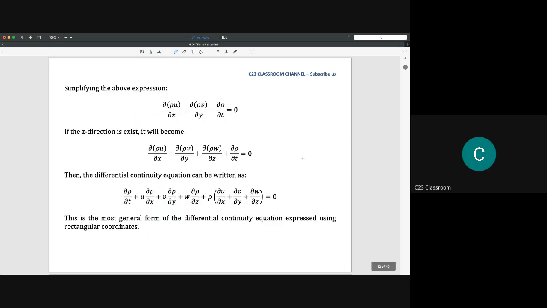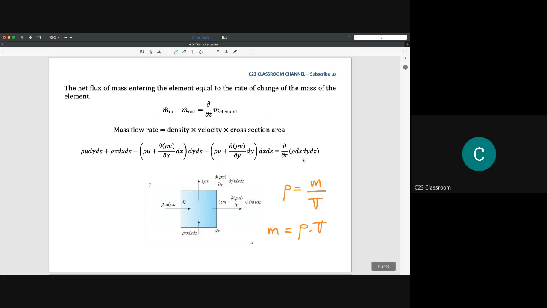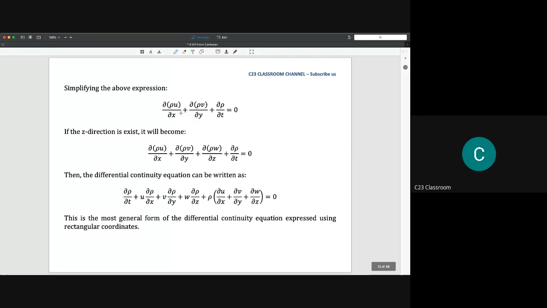So and then if you simplify this one, I hope you could do this. Okay, if you solve this equation, finally you could write as del rho u over dx plus del rho v over dy plus d rho over dt is equal to 0.